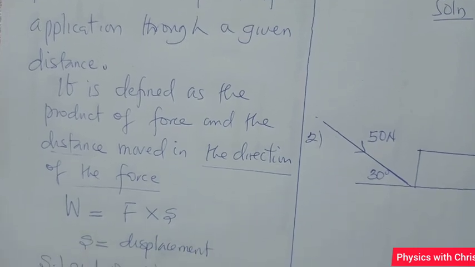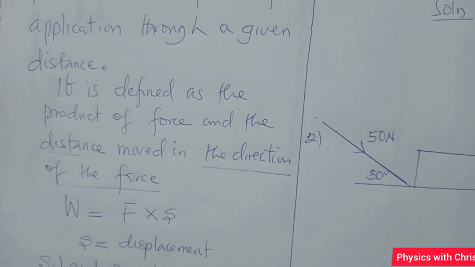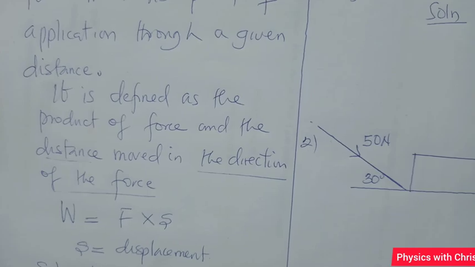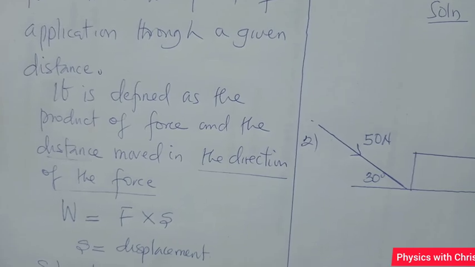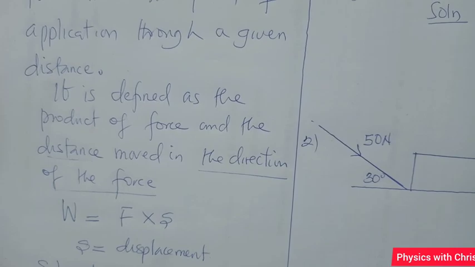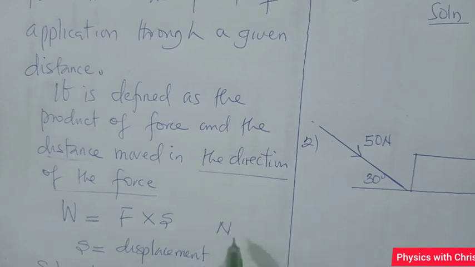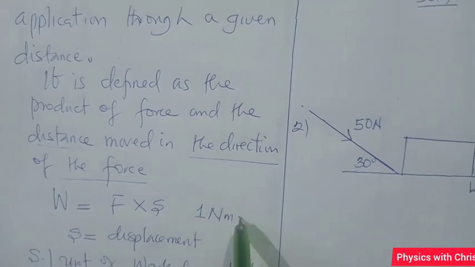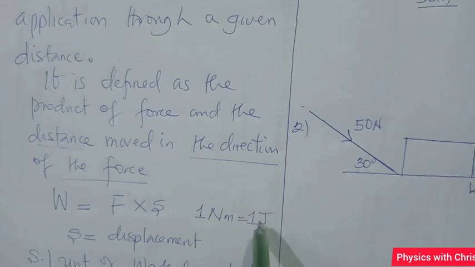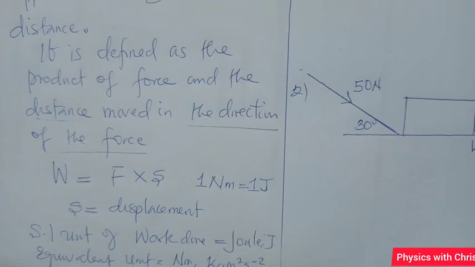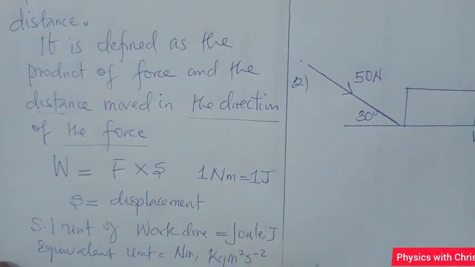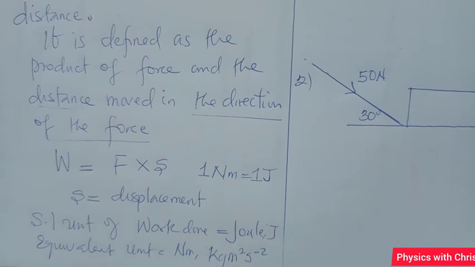So in symbols, this W is my work done, F is the force applied, and S is the displacement. It means that we can derive the unit of work done as follows. Force is Newton and distance moved is meter. So a work done of 1 Newton meter is the same thing as the joule, because the SI unit of work done is the joule. And of course, in base units, in terms of kilogram, meters and seconds, work done is expressed as kilogram meter squared per second squared.